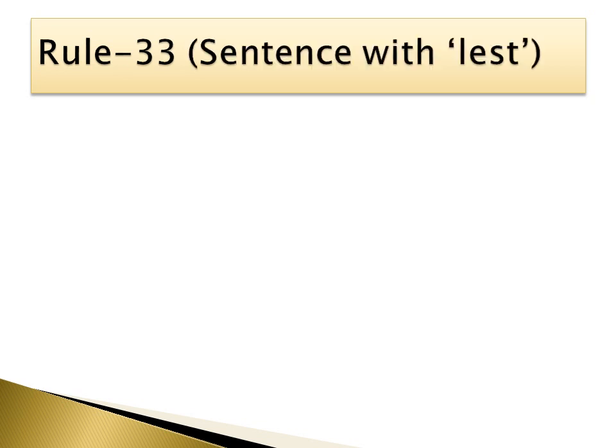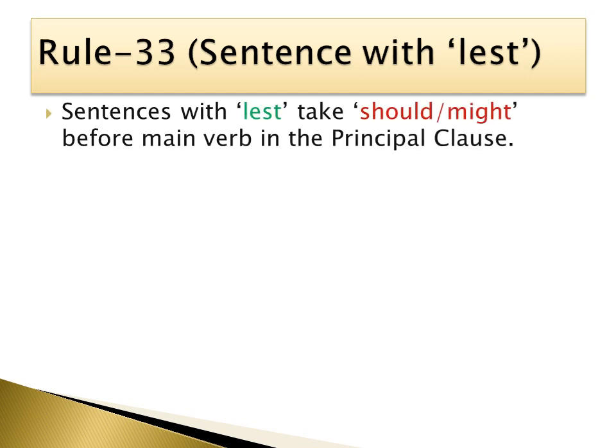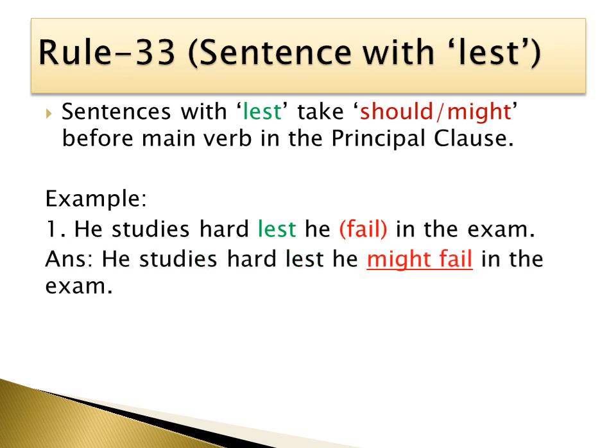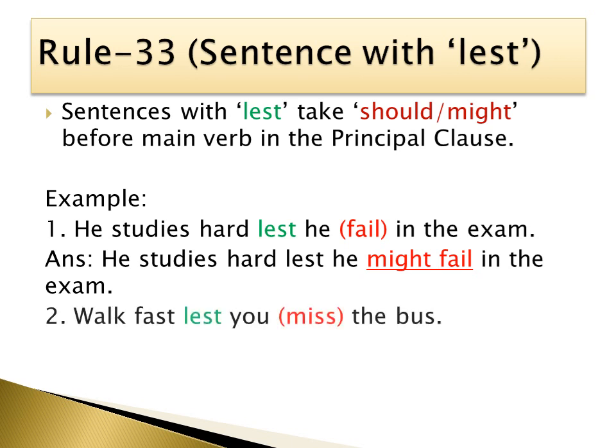Rule number 33. Sentences with lest. Sentences with lest take should or might before the main verb in the principal clause. So you have to choose any one of the auxiliaries, should or might. For example, he studies hard lest he fail in the exam. He studies hard lest he might fail in the exam.